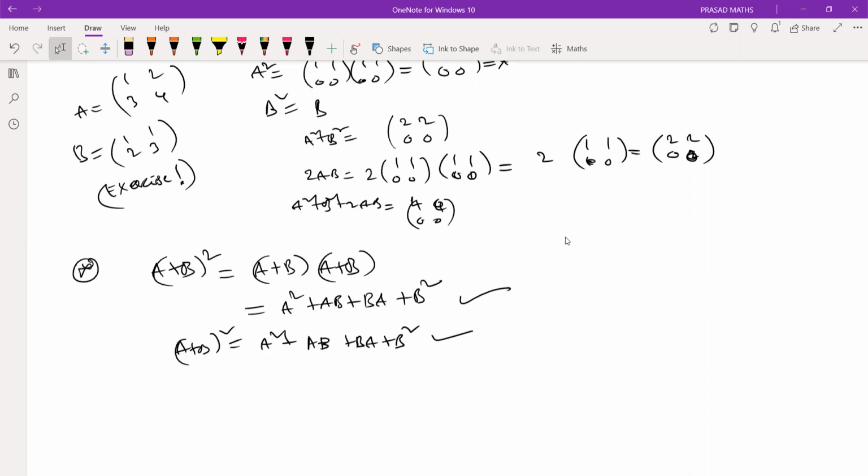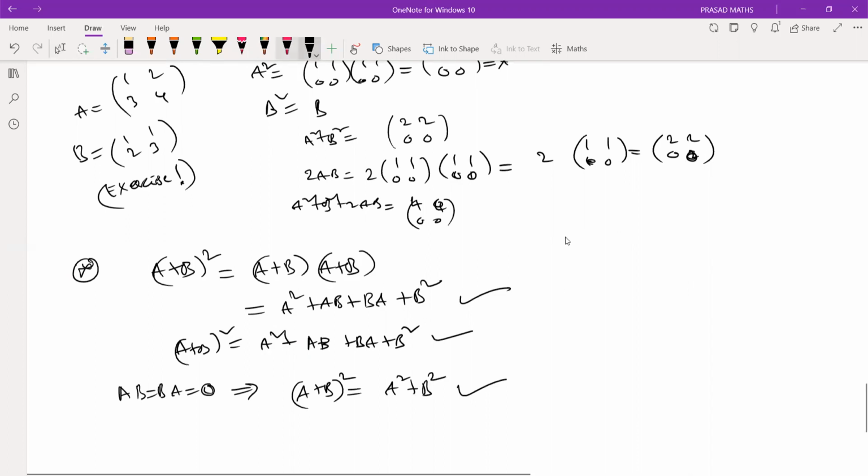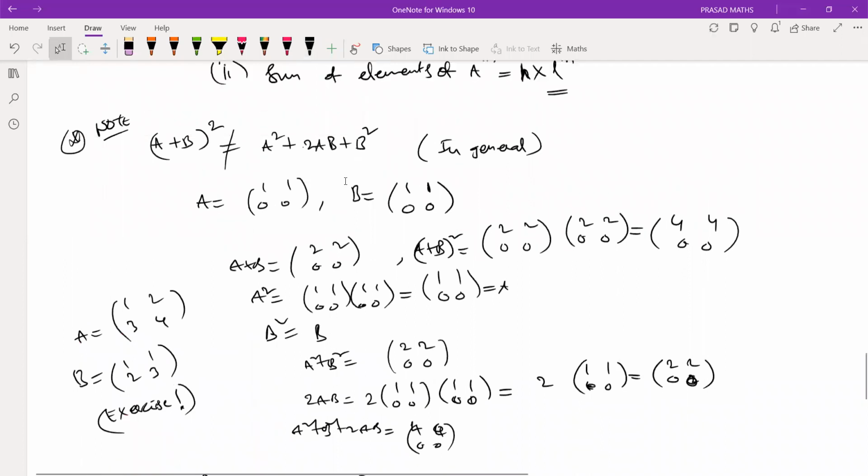But when AB and BA are both zero, (A plus B) whole square is equal to A square plus B square. Is it clear? When AB and BA equal the zero matrix, then (A plus B) whole square equals A square plus B square. This is a very important result. These two results are very important. Similarly, in general, the binomial theorem need not hold for a sum of matrices. We have seen (A plus B) whole square need not equal A square plus 2AB plus B square.